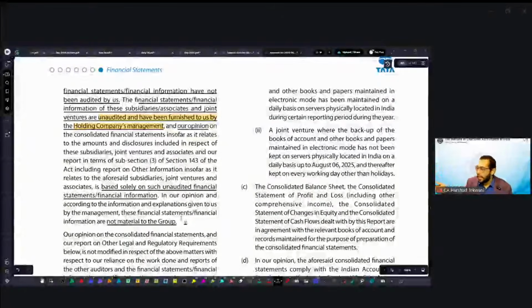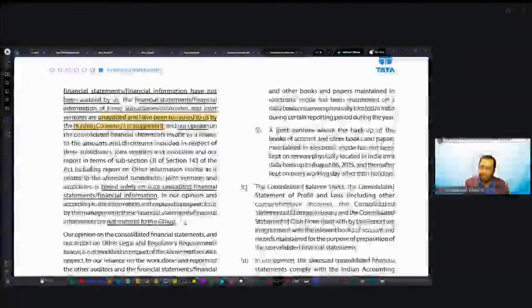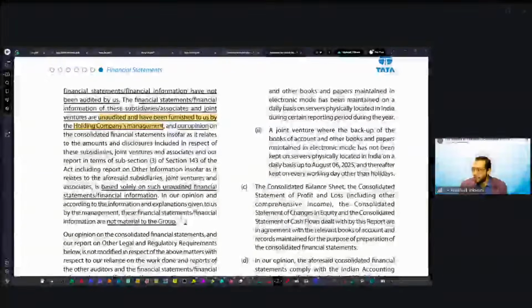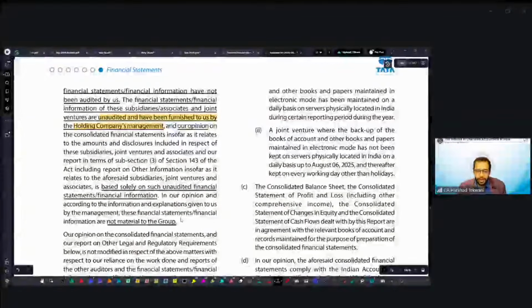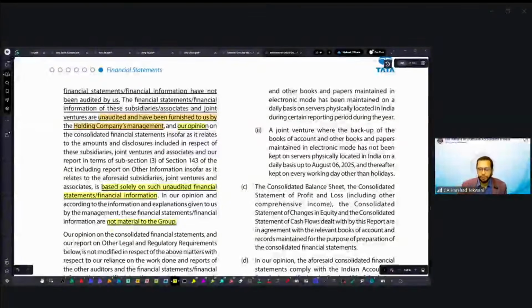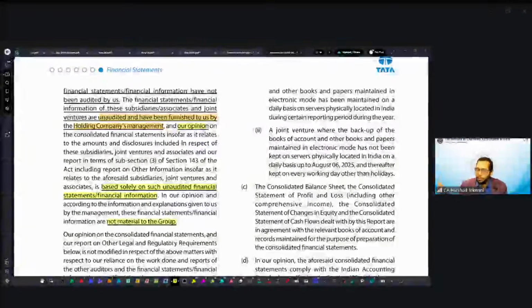Remember, in materiality, we were talking about how we need to identify what is material and what is not material from the components perspective. If something is not material, we can exclude. If it is unaudited, we can rely. So similarly over here, the opinion of the principal auditor is based solely on such unaudited financial statements and financial information. Why? Because it is not material to the group, and accordingly, fine.